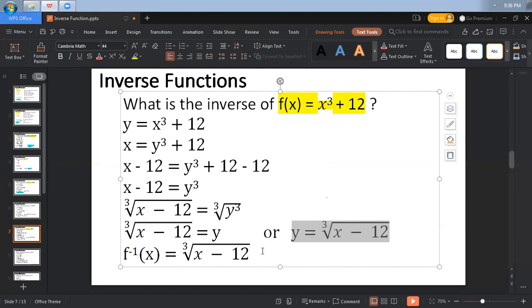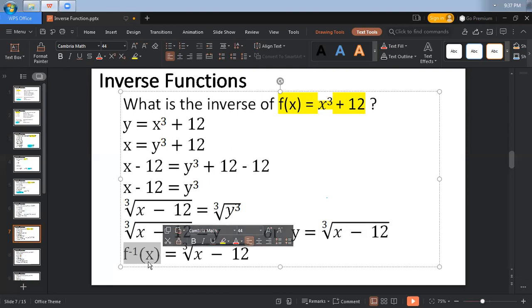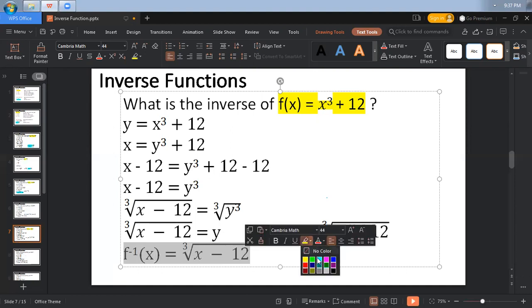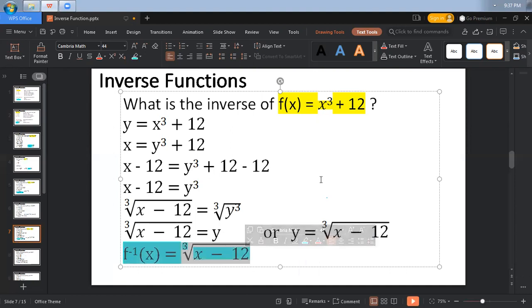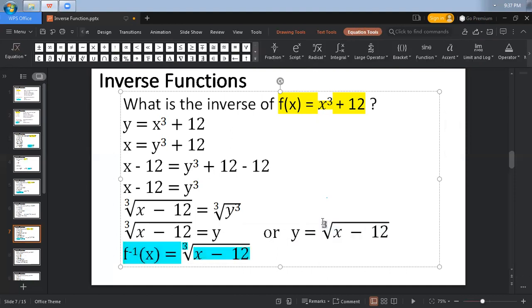Now, the final answer will be, palitan yung y ng f raised to negative 1. So, palitan natin ito. Yung y, pinalitan ng f raised to negative 1 at x. And then, followed by cube root of x minus 12. Ito na po ang ating final answer. So, take note, yung given po natin ay isang cubic function. That's why yung kanyang inverse naman ay isang cube root function. So, cube root yan. Basta merong ganyang radical tapos may 3 na maliit yung index na tinatawag.